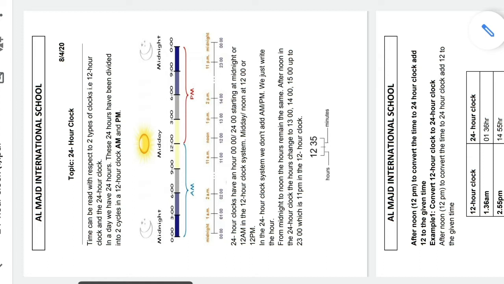Time can be read with respect to two types of clocks, that is 12-hour clock and 24-hour clock. In a day we have 24 hours. These 24 hours can be divided into two cycles, AM and PM. So normally when we read time, we read it as AM and PM. We read it as 1 o'clock, 2 o'clock, 3 o'clock, right? And AM and PM divides the entire day into two parts.